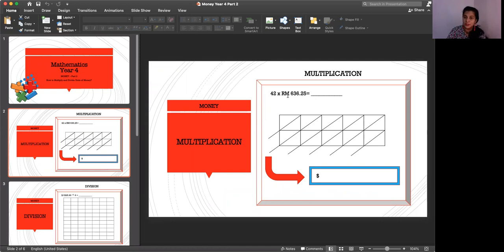So students, as you can look here, how do you do this is first of all to treat this number, 636 ringgit and 25 cents, like a normal number. Just imagine there is no decimal at this point. So how would that number look like? You just have to rewrite it again. And if you look carefully, I'm using a lattice method to answer this question.